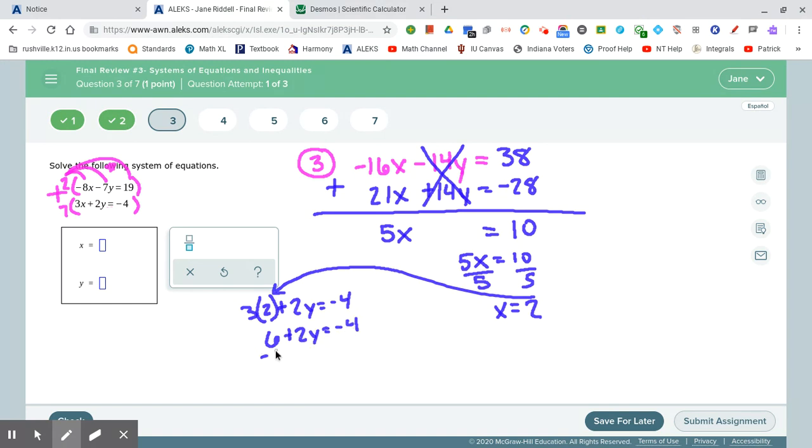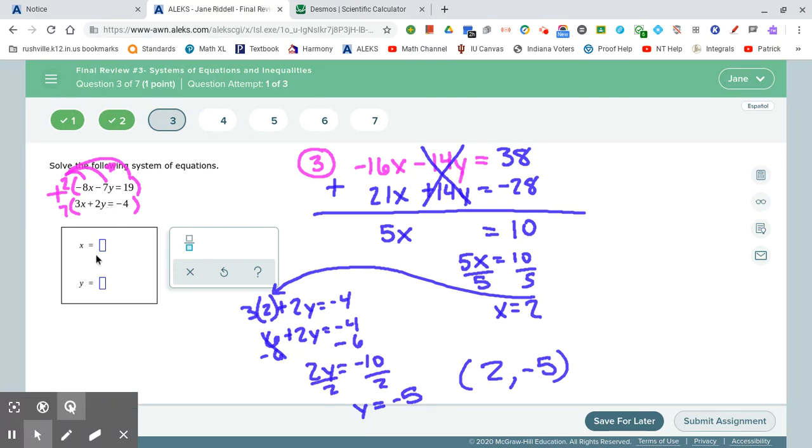I'm going to subtract 6 on both sides. That'll give me 2y is equal to negative 10. Divide both sides by 2, and that gives me y equals negative 5. So this would be the ordered pair 2 comma negative 5. I'm going to type it in separately because that's how Alex wants me to type it in. The x coordinate would be 2, and the y coordinate would be negative 5.